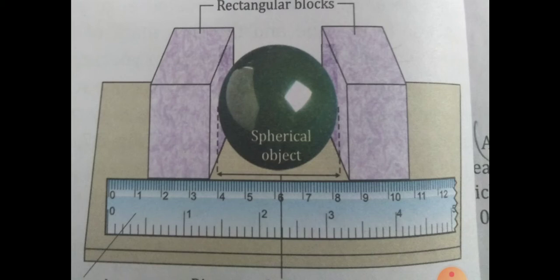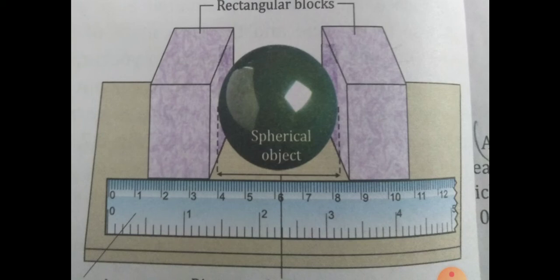So, for that reason, what do we have to take? We take one scale or ruler and two rectangular blocks. Okay? Here in the figure you can see two rectangular blocks. In between them, we have put one ball. Take your football and put it between the two blocks. You can also do it at your home.